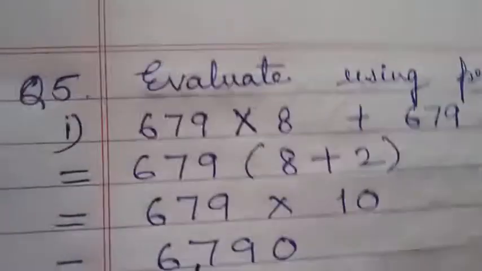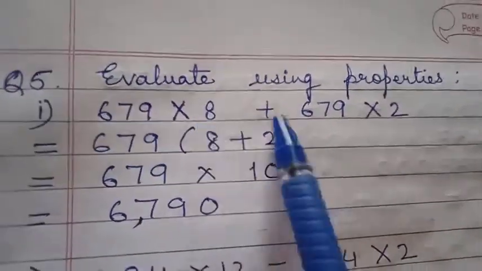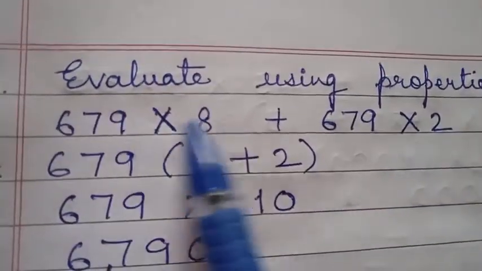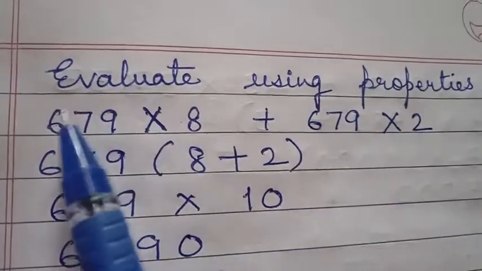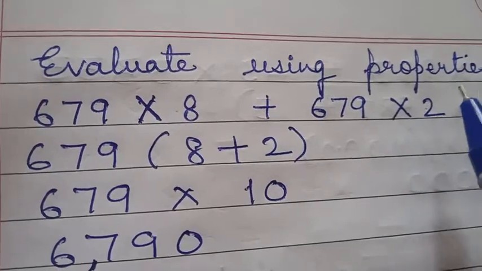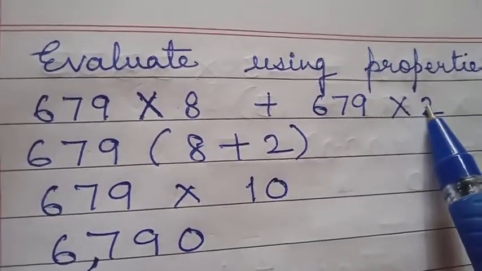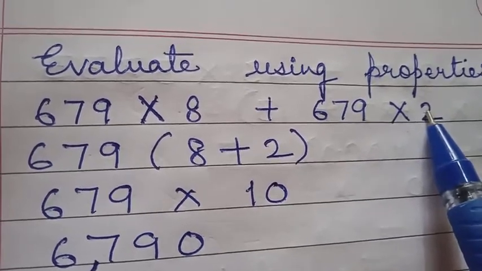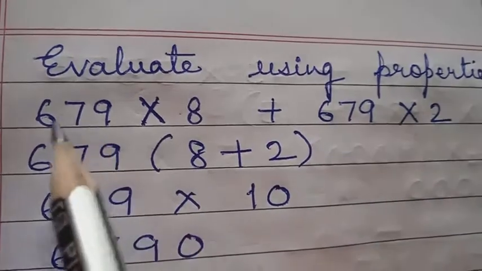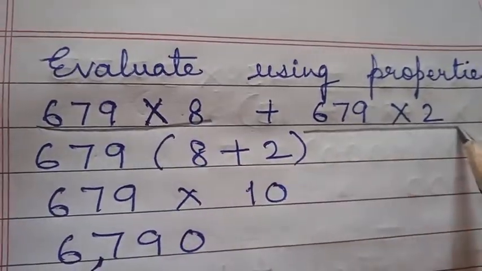So you can see here, 679 multiplied by 8 plus 679 multiplied by 2. Now the first thing in such questions: this is the distributive property. This is already the expansion of the distributive property. So you have to find out which one is common in these two terms. This is one term and this is the second term, split terms.